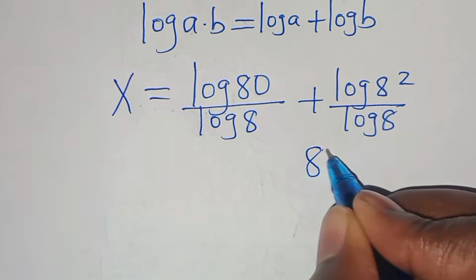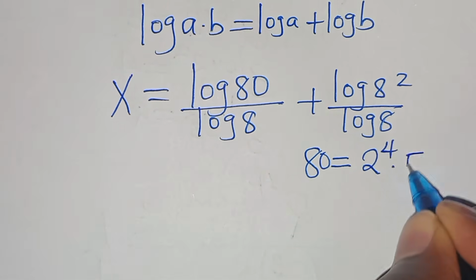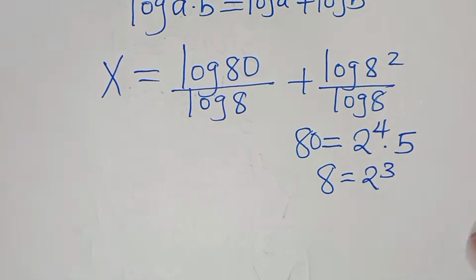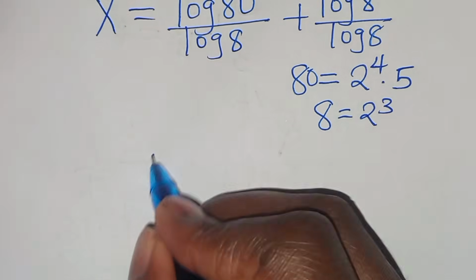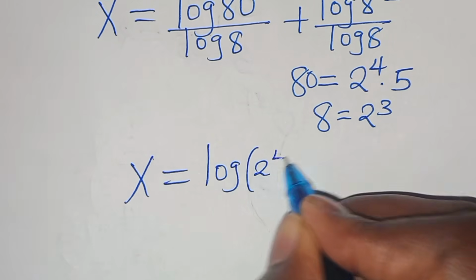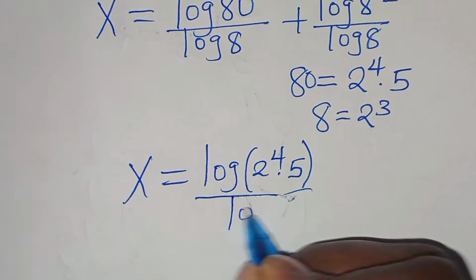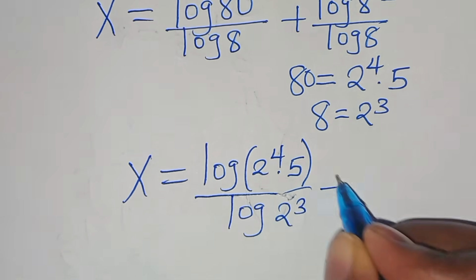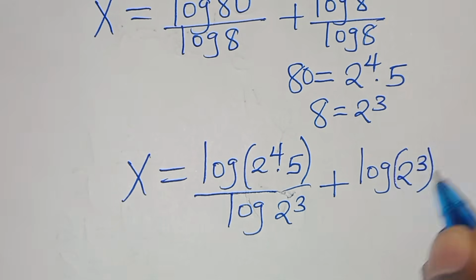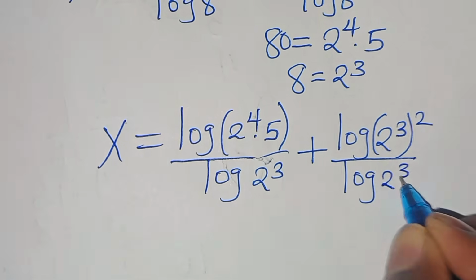We can express 80, this is the same thing as 2 to the power of 4 multiplied by 5, and we can express 8 as 2 to the power of 3. Substituting this, we have x is equal to log 2 to the power of 4 times 5 divided by log 8, which is log 2 to the power of 3, then plus log 2 to the power of 3 raised to the power of 2 divided by log 8, which is log 2 to the power of 3.